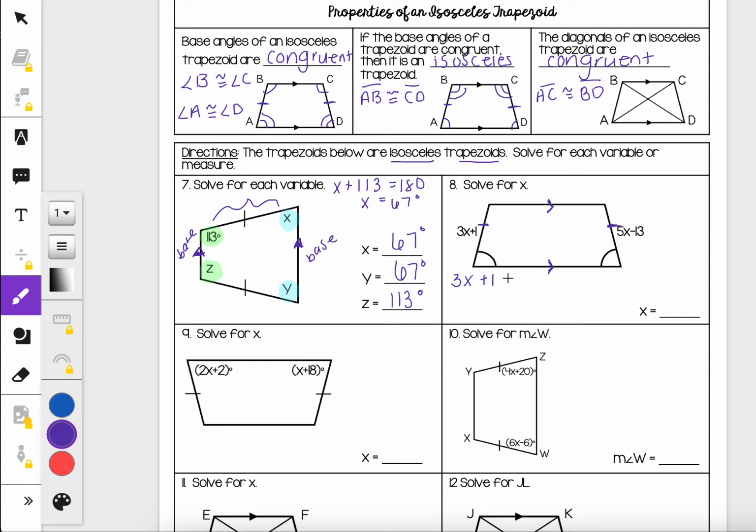So I can set 3x plus 1 equal to 5x minus 13 and solve for x. So I have 2x minus 13 equals 1, add 13 to both sides, and x is going to equal 7.